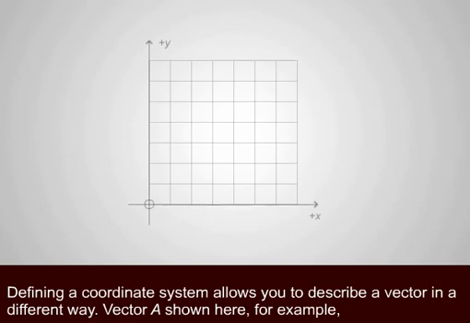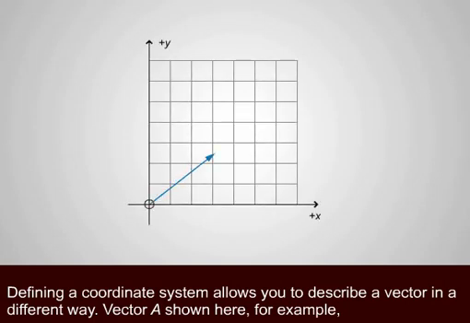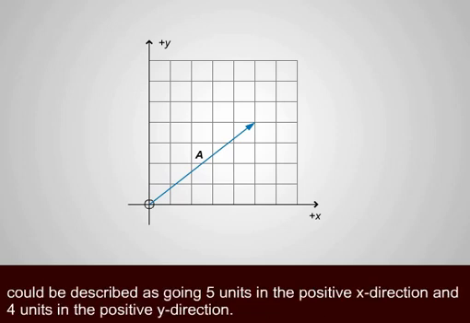Defining a coordinate system allows you to describe a vector in a different way. Vector A, shown here for example, could be described as going 5 units in the positive x direction and 4 units in the positive y direction.